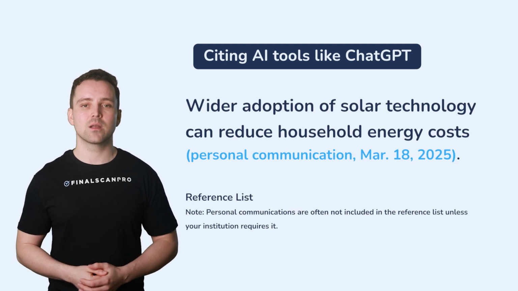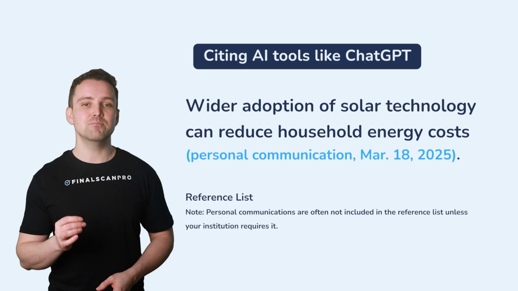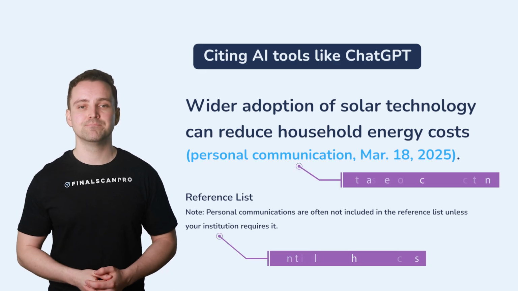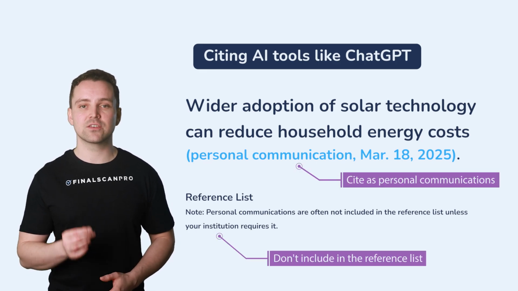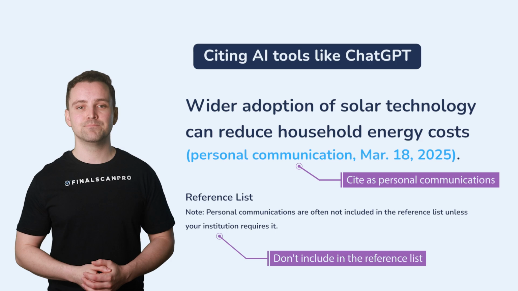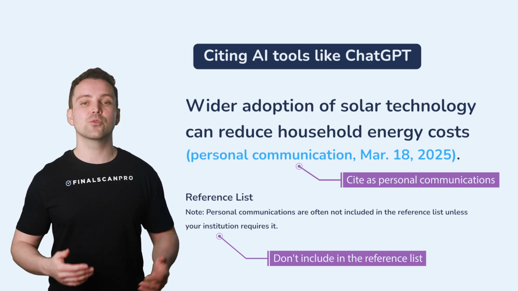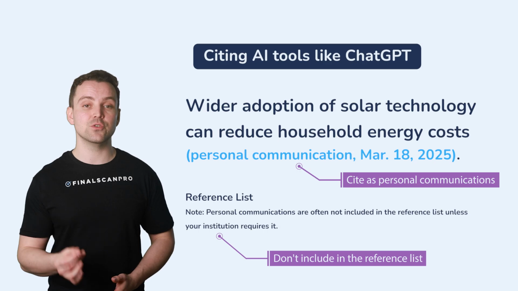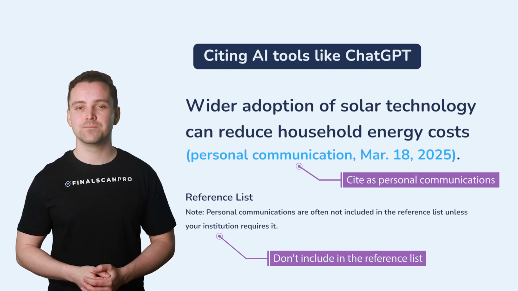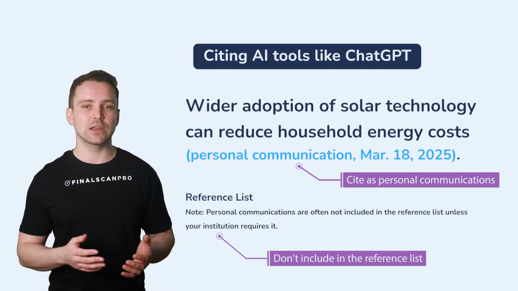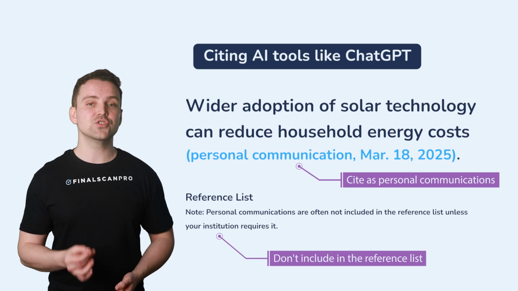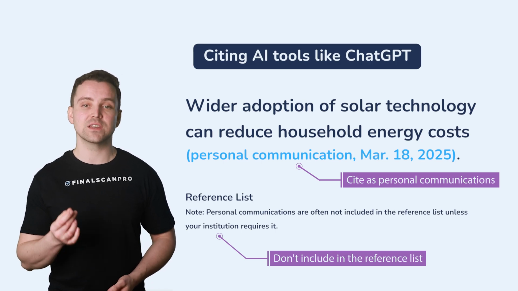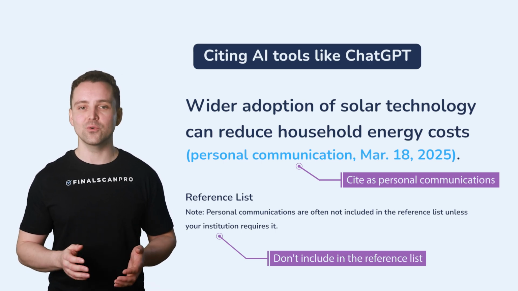Some universities recommend citing ChatGPT as a personal communication instead. If that's the case, your in-text citation might look like this. In most cases, personal communications are not included in the reference list unless your institution specifically asks for it. Because guidance on citing AI tools can vary, always check your university's official referencing guidelines before submitting your work.